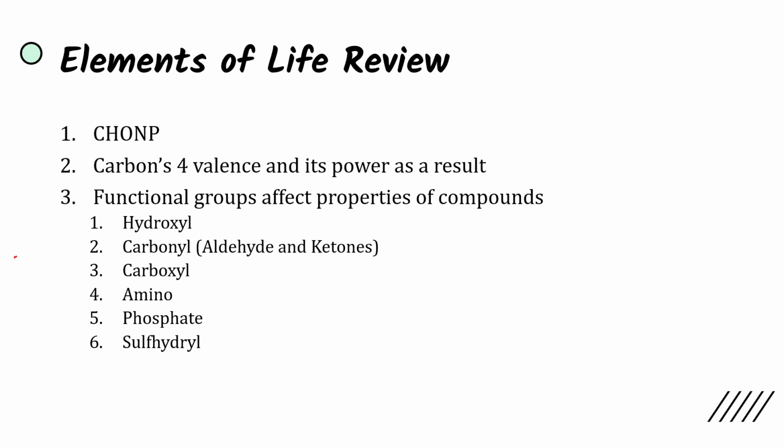The important things to know in topic 1.2 elements of life include CHOMP, our essential elements: carbon, hydrogen, oxygen, nitrogen, and phosphorus. Carbon's 4 valence and its power as a result to create large molecules, namely our 4 major macromolecules: carbs, lipids, proteins, and nucleic acids. And then the functional groups which affect the properties of compounds, which we're going to see all over these macromolecules, namely the hydroxyl group, carbonyl, both aldehyde and ketone groups, carboxyl, amino, phosphate, and sulfhydryl groups.